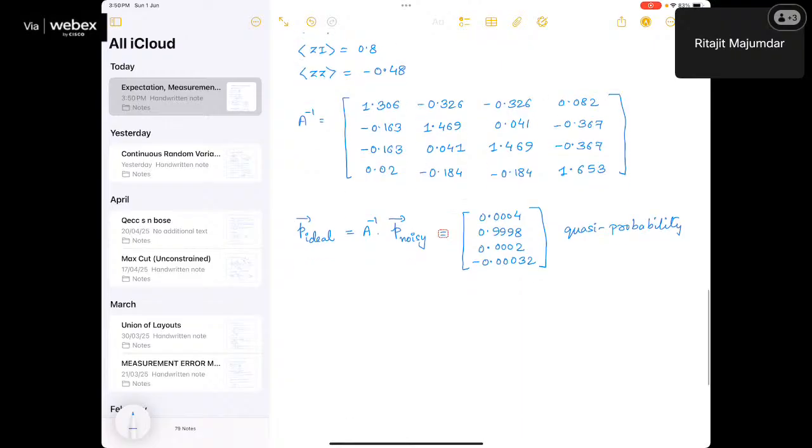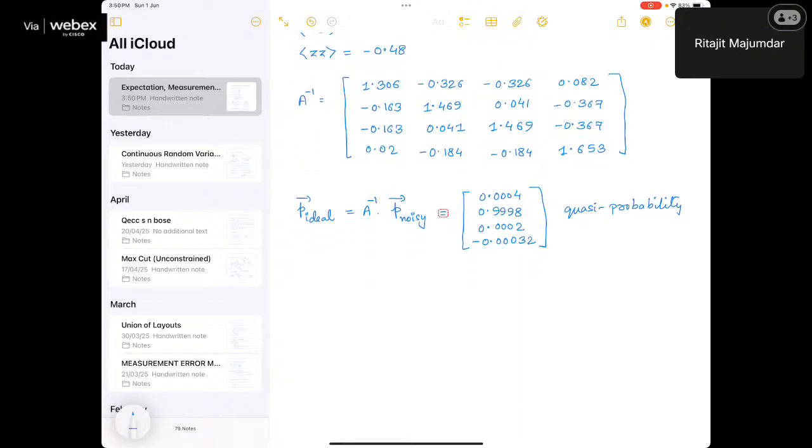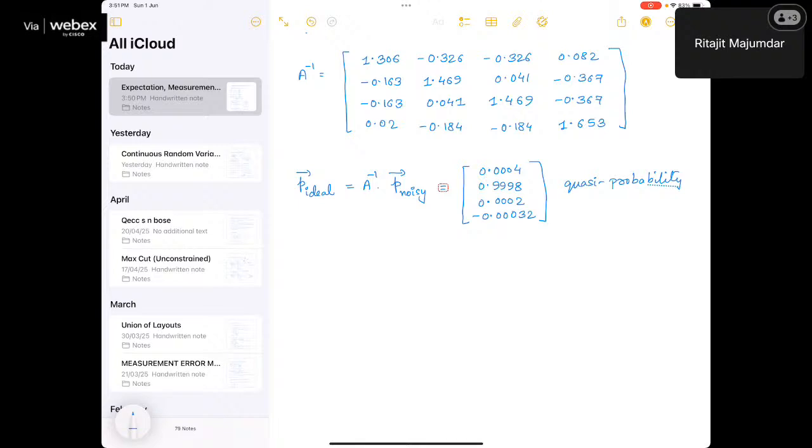So if you want to treat this as a quantum state, this has no physical meaning. But if you want to calculate expectation values, this is fine. Mitigated expectation values. This is fine if you want to calculate expectation values, and you will see what will happen is IZ will be minus 0.9989.